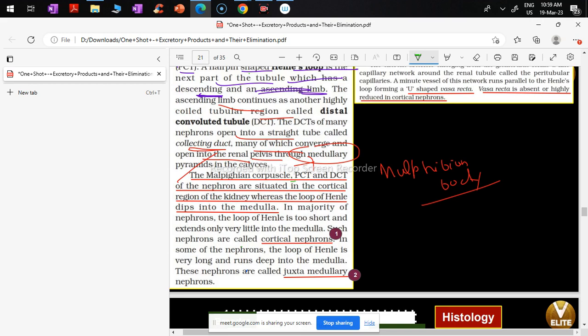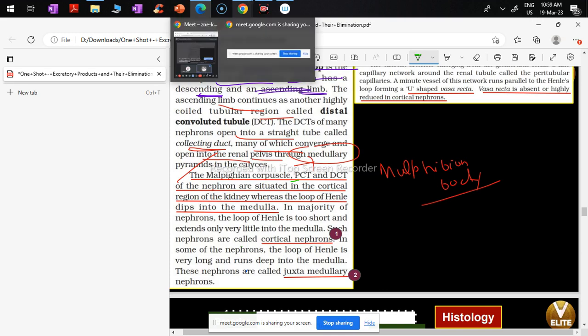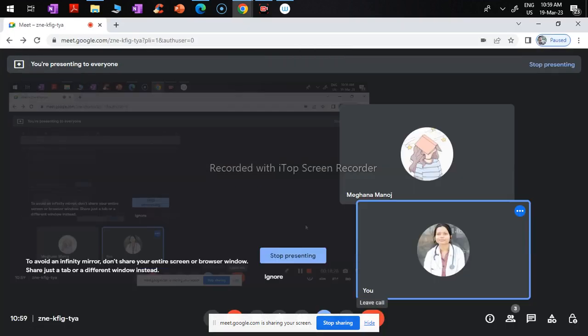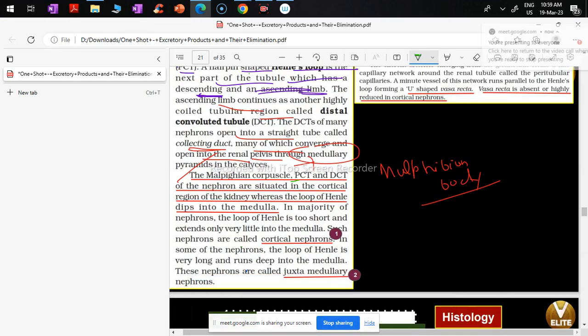The Malpighian corpuscle, PCT and DCT of the nephron are situated in the cortical region of the kidney. Cortical region means in the cortex. Underline these points that I have underlined here: the Malpighian corpuscle, PCT, DCT. These three structures we can see in the cortex region of the kidney, and the loop of Henle in the medullary region.